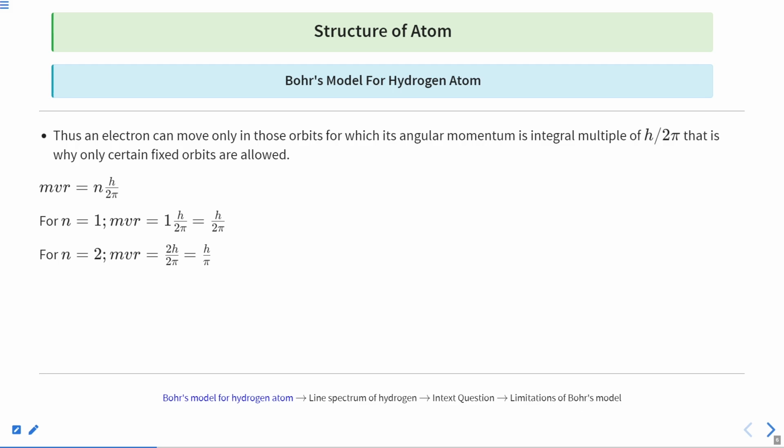There we have just illustrated what n means. This n cannot be a fraction. It will always be an integer: 1, 2, 3, 4. It can never be a fraction, so this should be kept in your mind.